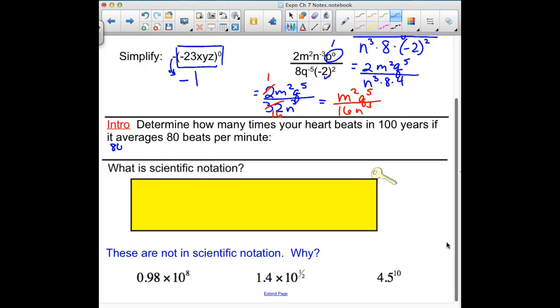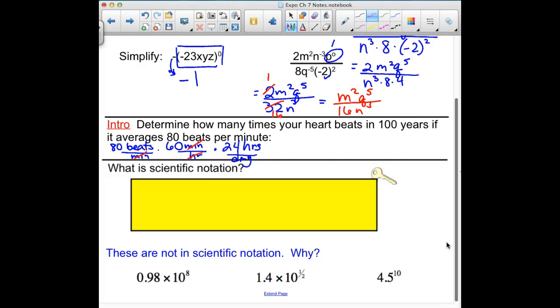So let's start out. We've got 80 beats per minute. Now, how many minutes are there in an hour? All right. If we have 60 minutes in an hour, what's going to happen when we multiply that is this minutes term will drop out. So 80 times 60, that will give us how many beats we have per hour. Okay? But we still have to get to years. So our next conversion, we have hours. Well, we know that there are 24 hours per day.